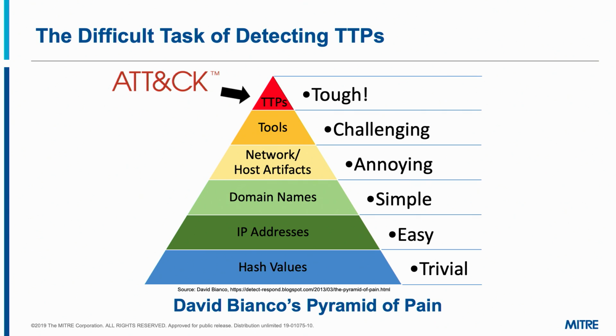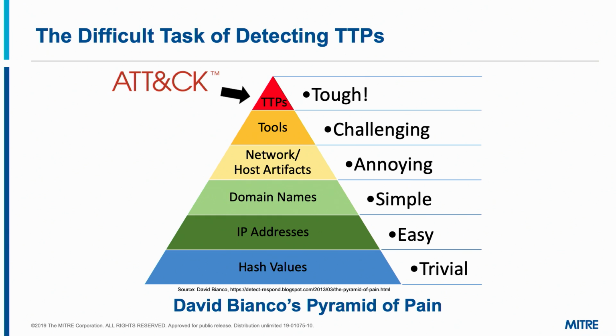easy for somebody to get around. As we get up to an adversary having to retool or change what their network protocols look like, this starts to get a lot more challenging for an adversary. Moving up to the top of the pyramid, we get to where we think it's most painful for adversaries to change. This is tactics, techniques, and procedures or behaviors. And this is the space that ATT&CK lives in.